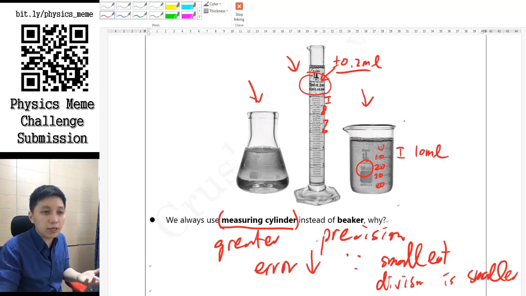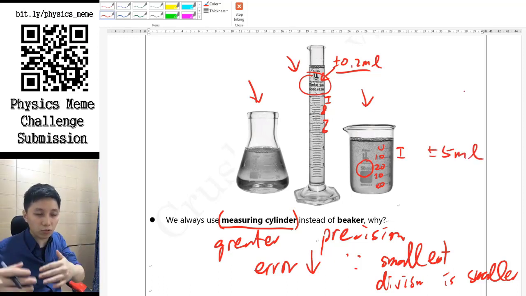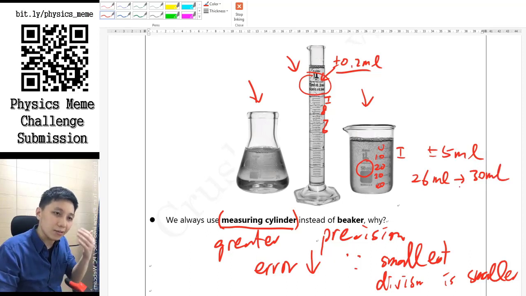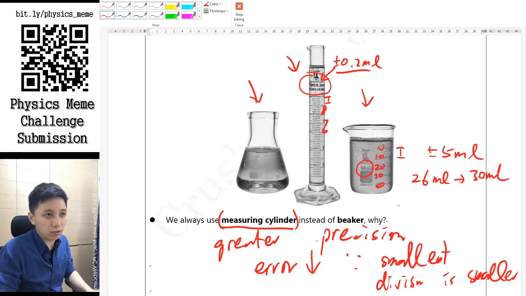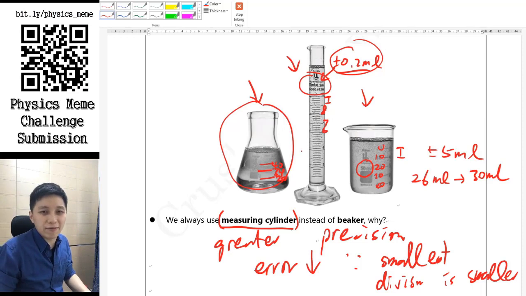So that means you can only determine your liquid here to have a plus or minus 5 mil only, right? Because you only go up to a particular interval here. For example, if you somehow have 26 mil, then you will see, oh, it's closer to 30, so you go for 30 mil instead. So this would be an error that you produce when you take the measurement. Same for measuring cylinder, but the one in the measuring cylinder is much smaller. As for conical flask, you can see the same as well. The interval is much larger, 20, 30, and 40, so it's the same as the beaker. So we don't want to use that in physics.